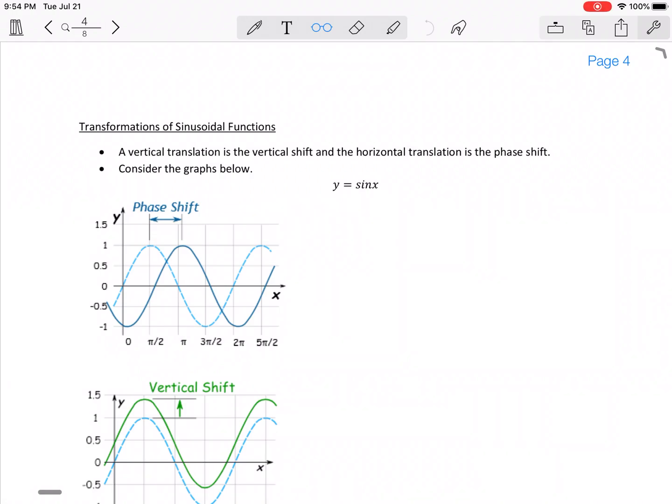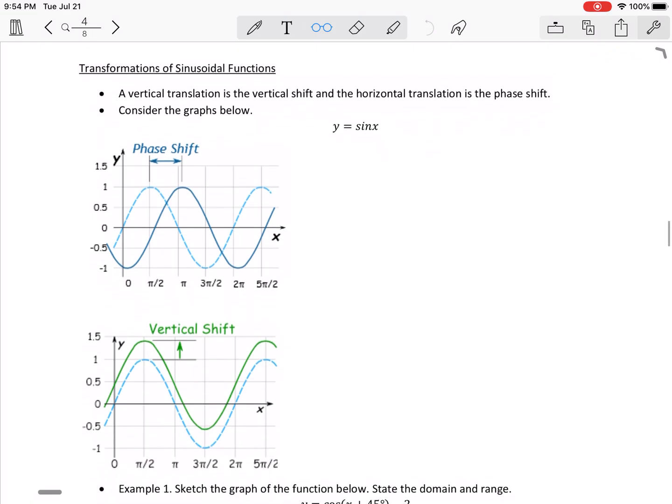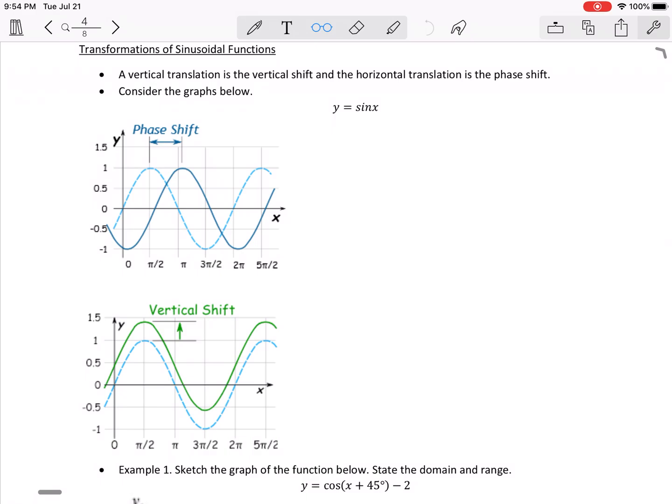Hi, class. What we'll look at right now is the transformations of sinusoidal functions, and then we'll get into the tangent function. So we've already looked a little bit at how we can alter the sine or cosine functions. Now let's look at the translation. So we've done this before.